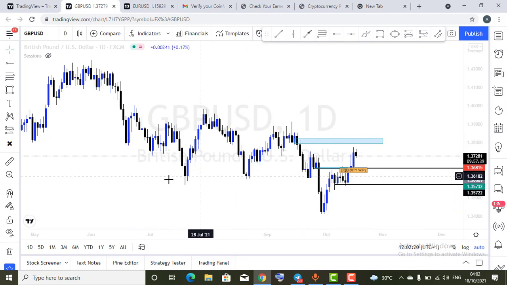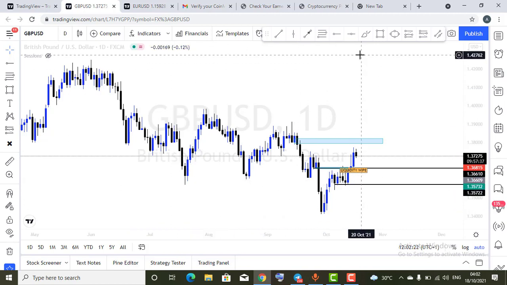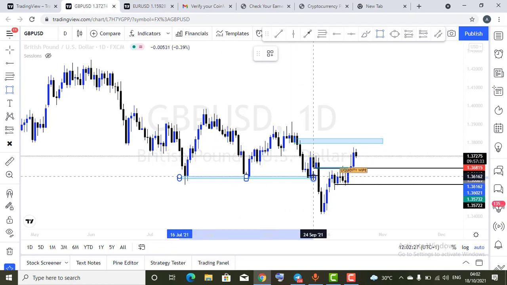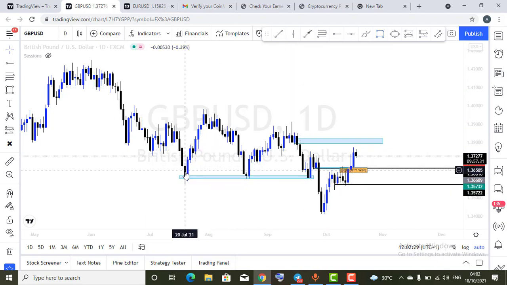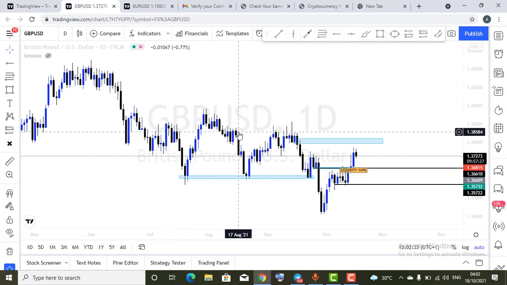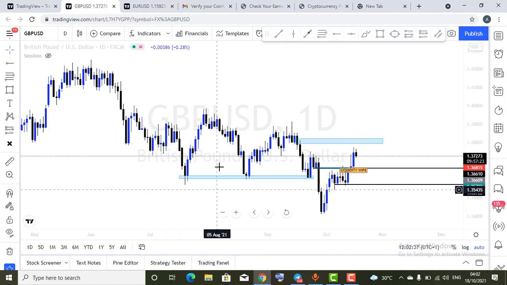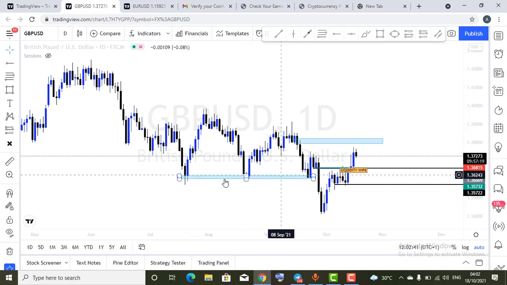But at this point we had this very strong looking support. Price came here and rejected, came back down here, rejected, came here again and rejected. So we have these three very solid points. And remember, this is a daily time frame, so when you see a support like this, it's telling you that this is actually a very strong support.